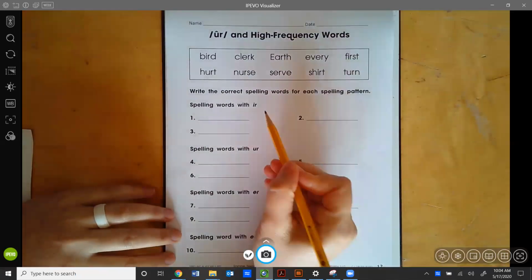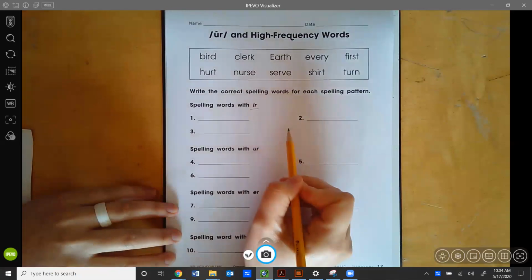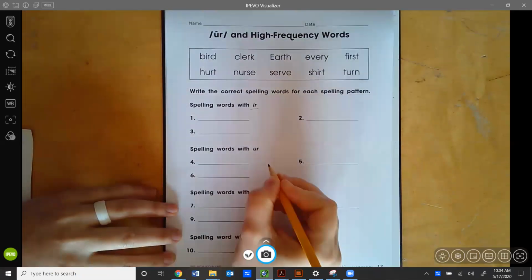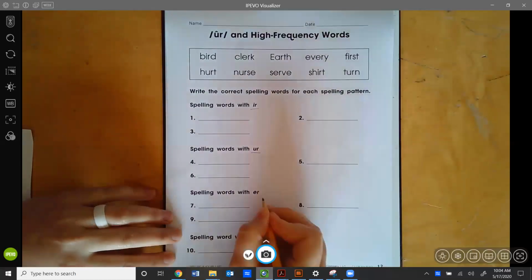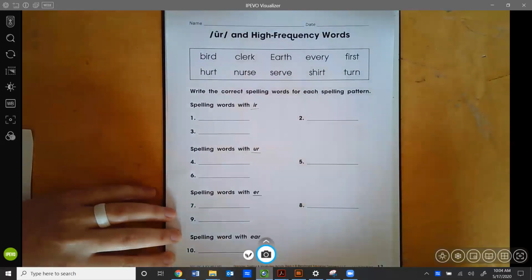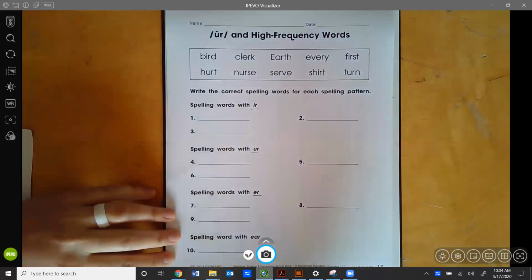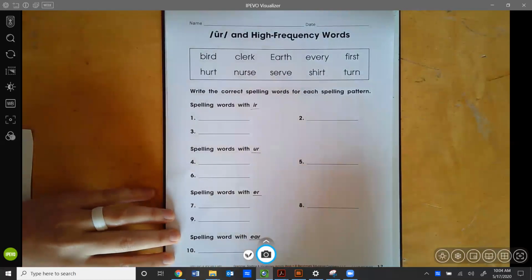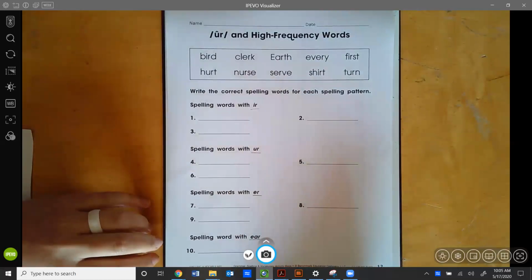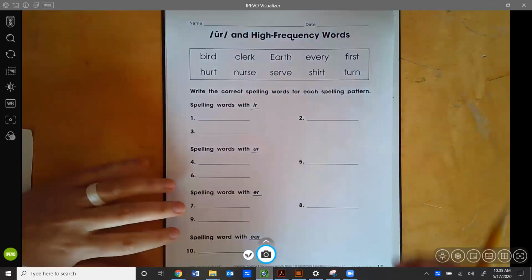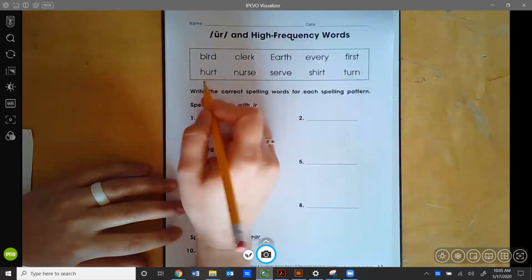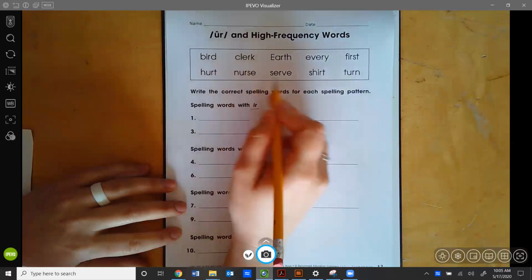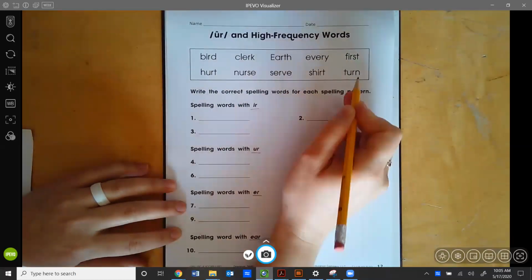Words that are spelled with the IR are gonna go on lines 1, 2, and 3. Words that are spelled with the UR are gonna be put on lines 4, 5, and 6. Words that are spelled with ER are going to be put on lines 7, 8, and 9. And words that are spelled with EAR are going to be put on line 10. I'm going to read you these words, and then I will let you sort these. Bird, clerk, earth, every, first, hurt, nurse, serve, shirt, turn.